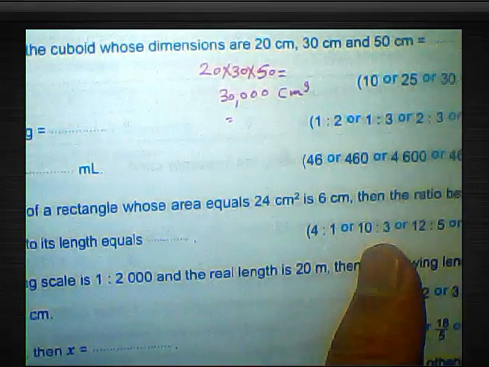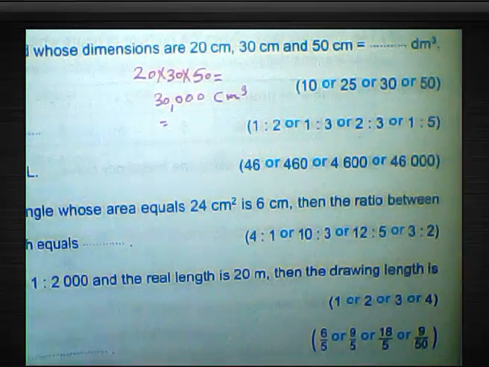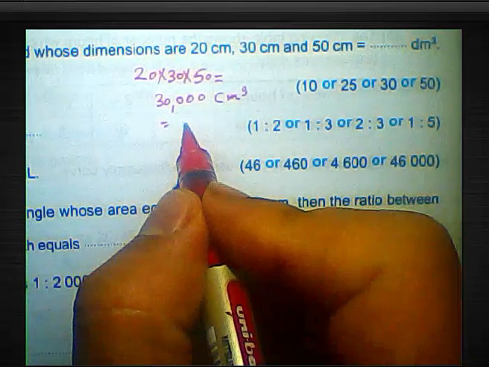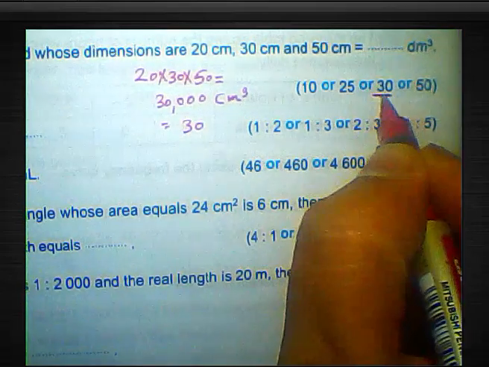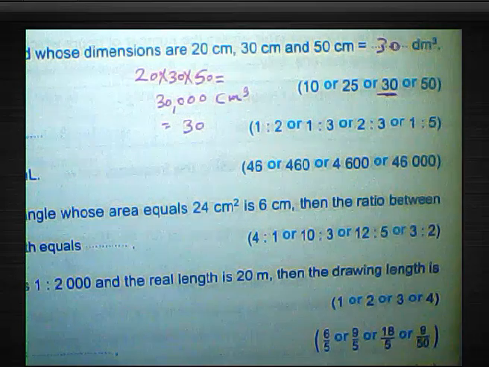And he want to find the result in cubic decimeter. Divided by 1000 to convert from cubic centimeter to cubic decimeter, the result will be 30. So we must choose here 30. Write 30 here. The result will be 30.